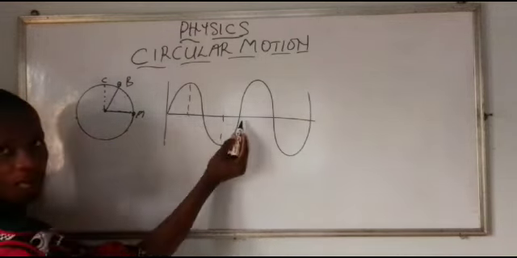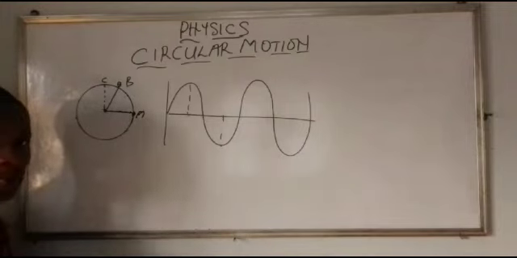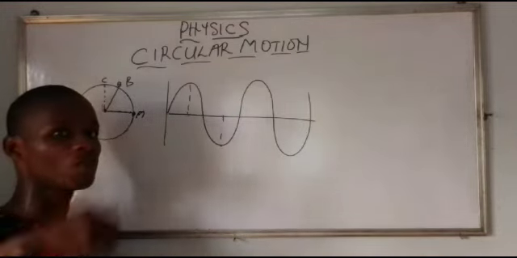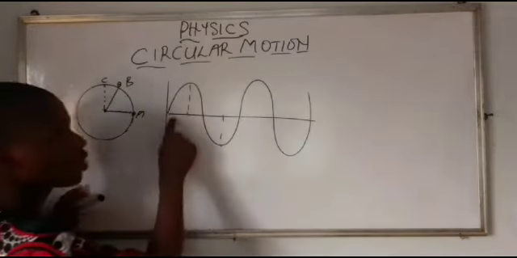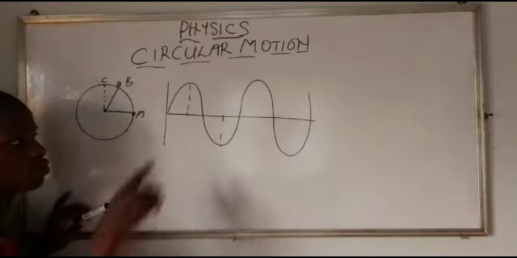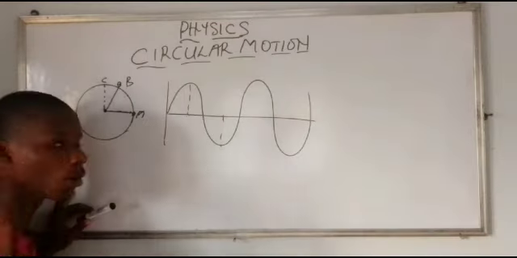So this is the rest position or the equilibrium position. Whenever they say something is rest position or equilibrium position, it simply means where that thing would have been if it was not in motion. So this is where the object would have been if it was not in motion. That's why it's called the rest or equilibrium position.